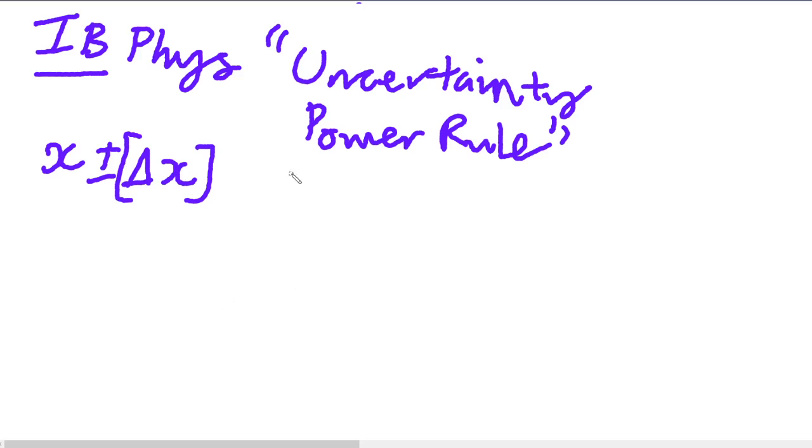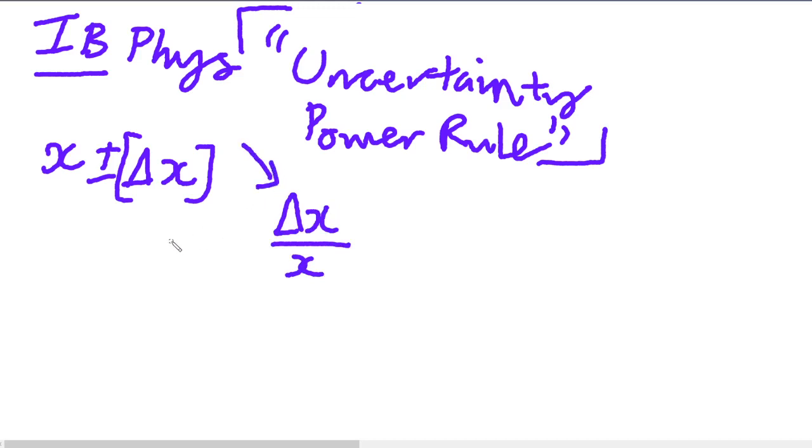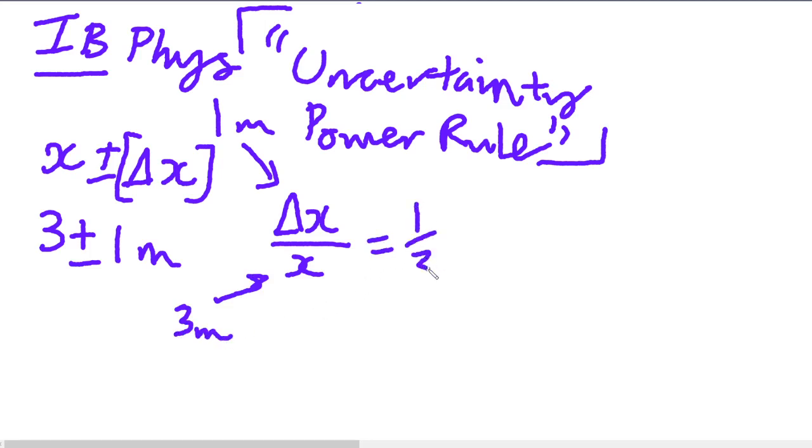And this uncertainty power rule states that when you have a particular uncertainty of a quantity, or a percentage uncertainty of a quantity, which is equivalent to a fractional uncertainty, delta x over x, where delta x is your absolute uncertainty, so like if it was 3 plus or minus 1 meters, then delta x would be 1 meter, and x would be 3 meters, and your uncertainty would be a third, or 0.33.